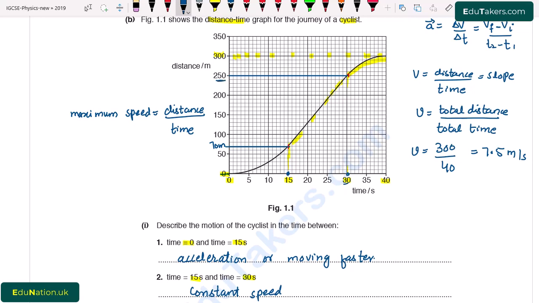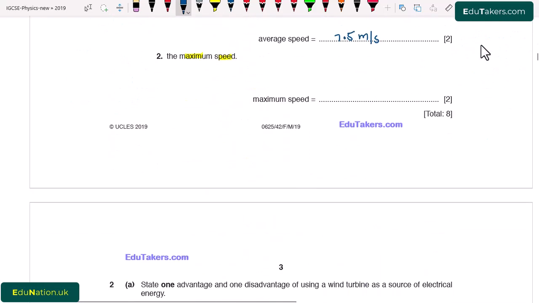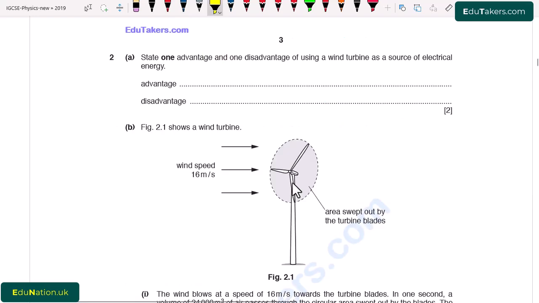So using these values, we can calculate the maximum speed, and it comes to be 250 minus 70 divided by time, 30 minus 15. So the maximum speed comes to be 12 meter per second. I write here 12 meter per second. So it's the maximum value of the speed.